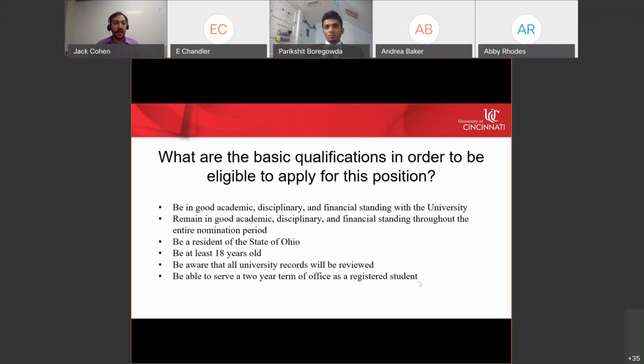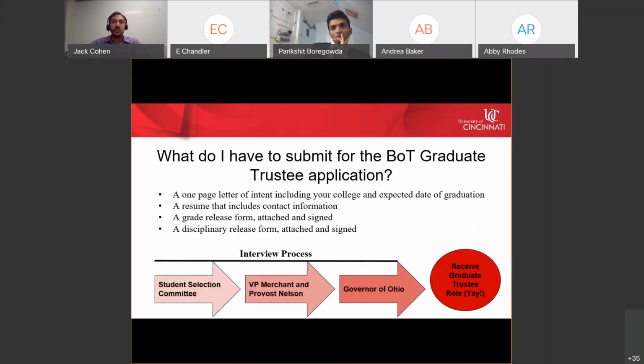On the screen right now, we have the basic requirements, right? 18 years old, resident of the state of Ohio, good academic standing, basic requirements that you would expect from the university. Once you apply, there is a call for applications the spring semester before my appointment is complete. I see it through email, but also through newsletters with the university. The application process will open up.